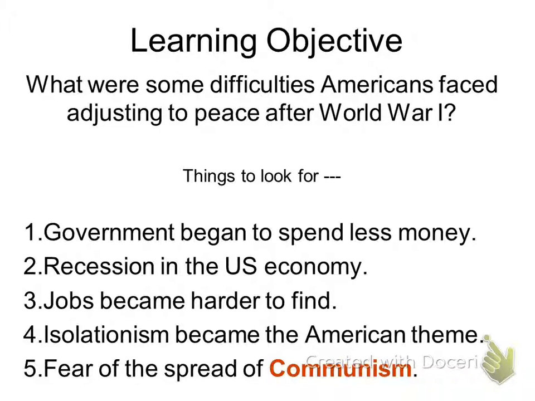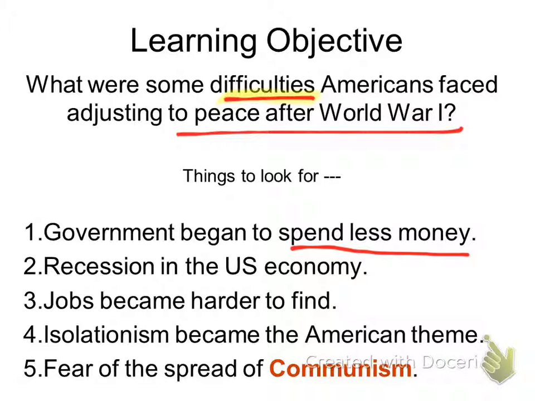Learning objectives. What were some of the difficulties, most important word here, difficulties Americans faced in adjusting to the peace after World War I? Things we need to look for: the government began to spend less money. Now, again, you're kind of thinking, no, that doesn't happen, at least it doesn't happen here in our day. But yeah, the government did start to spend less money because World War I is over. The government spent a boatload of money in World War I buying the goods necessary to fight the war, the uniforms, the bandages, the guns, the bullets, and so on. And so the government began to spend a little bit less money.